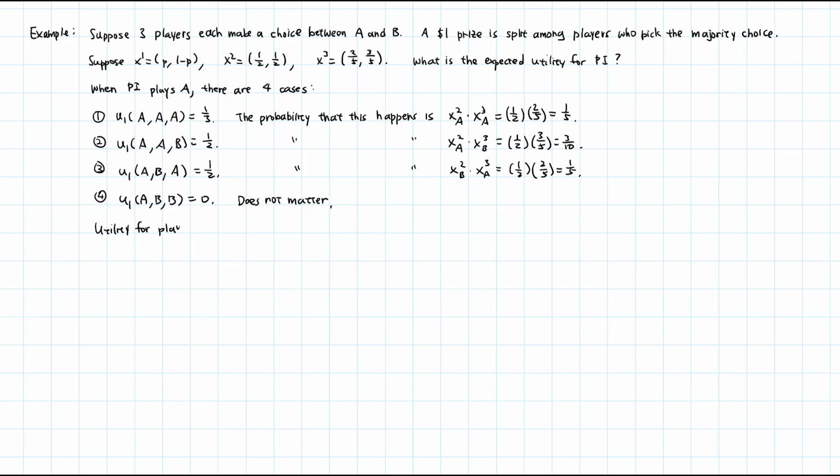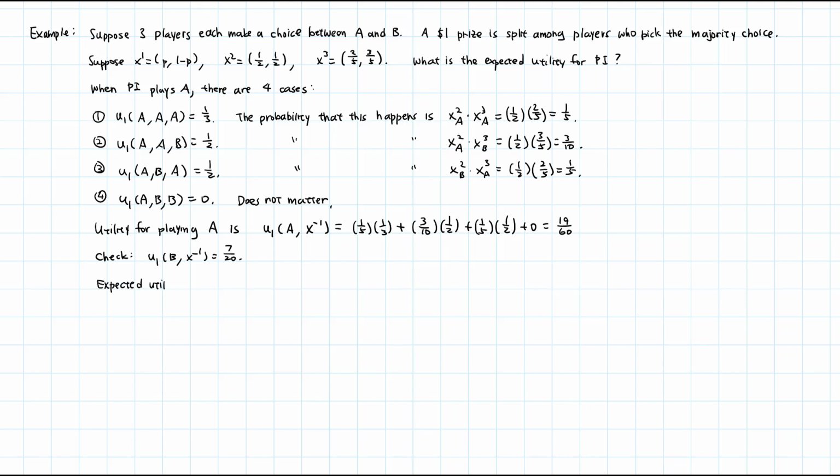So the utility for playing A is u_1(A, x_{-1}), which is 1/5 times 1/3 plus 3/10 times 1/2 plus 1/5 times 1/2 plus 0. And that is 19/60. And you can check on your own that the utility for playing B is 7/20. So the expected utility for player 1 is u_1(x), which is equal to p times 19/60 plus (1-p) times 7/20. And that's equal to 7/20 minus 1/15 p.